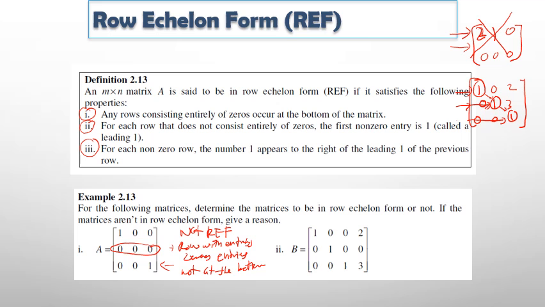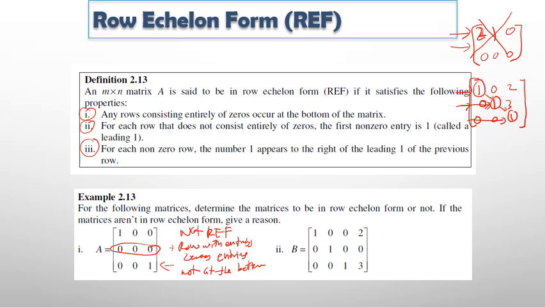Okay, for B, is there any all zeros row? No, so we skip it. Remember, property number 1 is optional. If there is one, then it should be at the bottom. If not, then you proceed with property number 2. For each row, we need to see a leading 1 first.